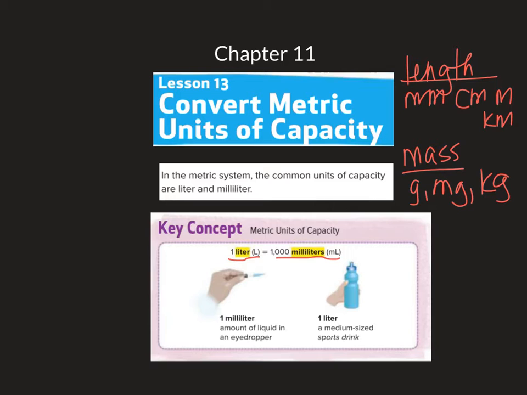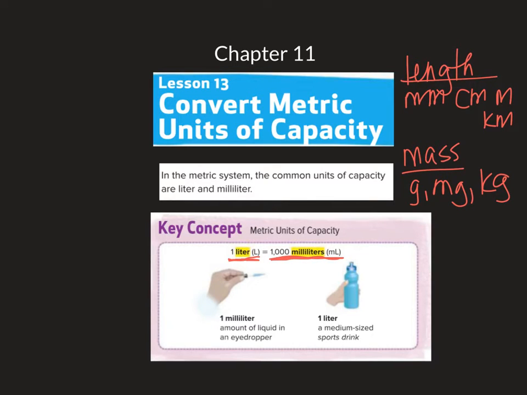milliliters. Remember capacity, we did it with customary units. That's the unit we use in the United States, so it was cups, fluid ounces, gallons, quarts, pints, right? That was customary. Now we're talking about metric, the other system that's used in the rest of the world. So we have liters versus milliliters.